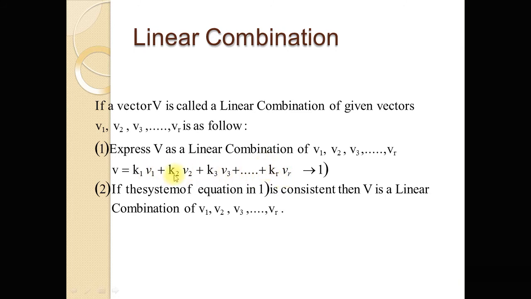Then we can construct a linear system for the scalars k1, k2, k3 up to kr. If the system has at least one solution, then vector v is a linear combination of the given vectors v1, v2, v3 up to vr. And you will see in the next slide how we can construct a linear system for the scalars k1, k2, k3 up to kr.